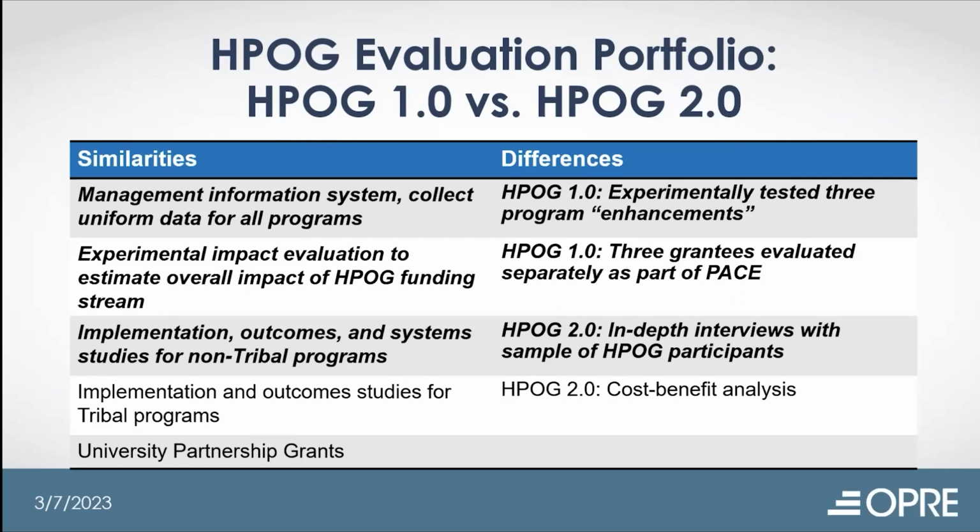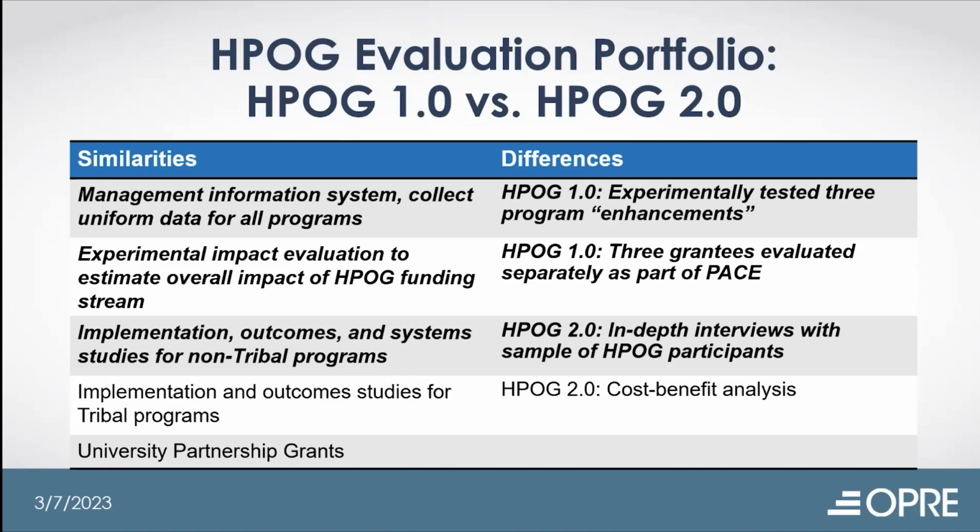So similarities. In both cases, we designed and maintained a management information system to collect uniform data from all HPOG programs. There are different systems for 1.0 and 2.0, which Doug will talk about a little bit, but we do have this program data, uniform, consistent program data for both rounds. In both cases, we conducted an experimental impact evaluation to estimate the overall impact of the HPOG funding stream.